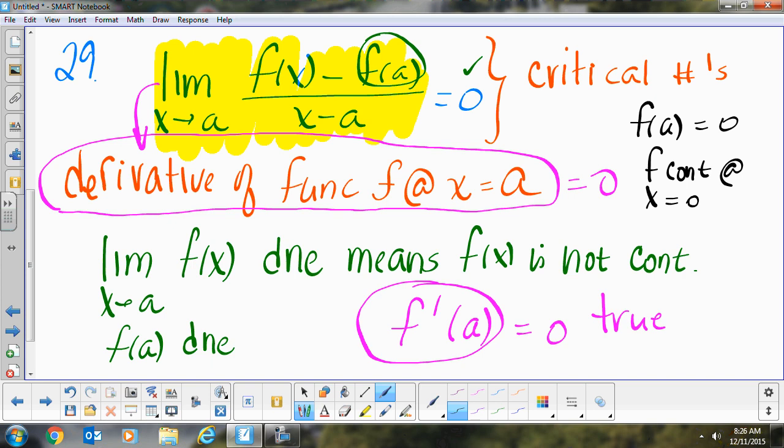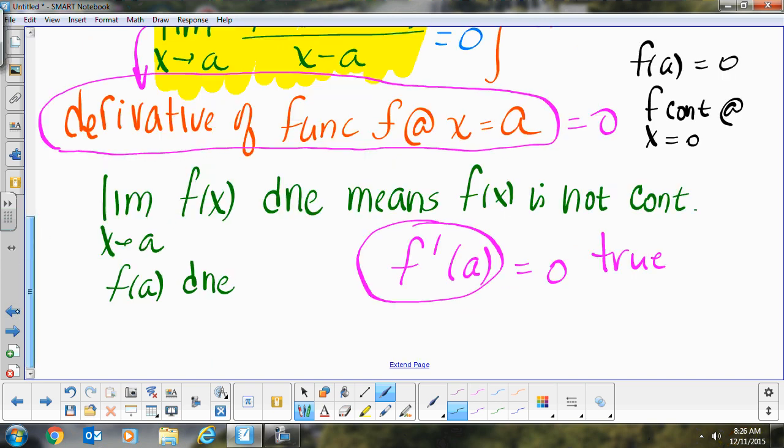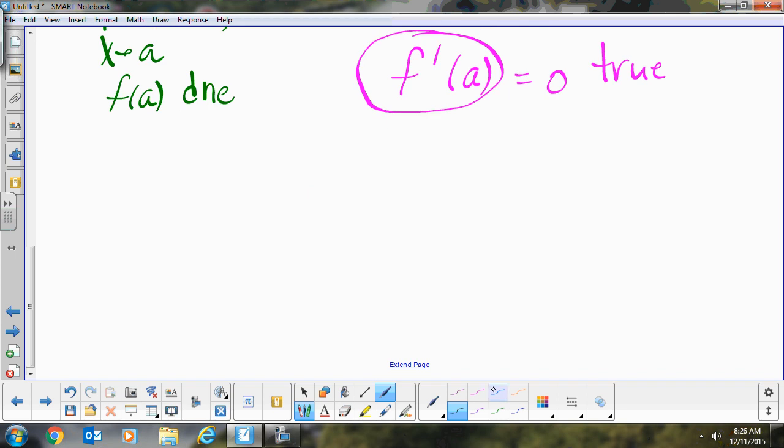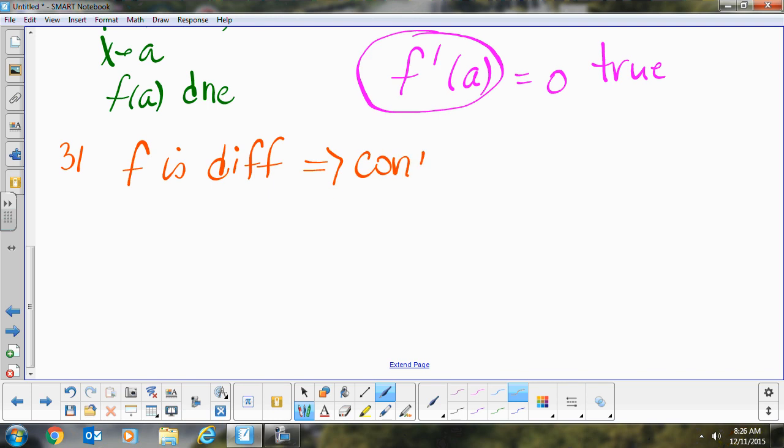31. Let f be a differentiable function, a function that is differentiable everywhere. What does that mean, differentiable everywhere? It is continuous. So this is question 31. F is differentiable. When you see that word, I want you to immediately think what? Continuous.